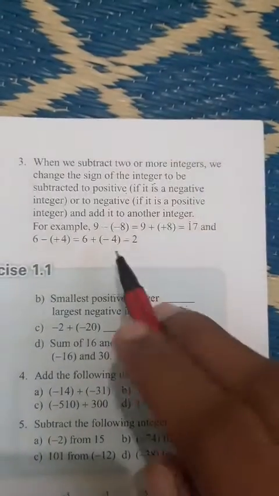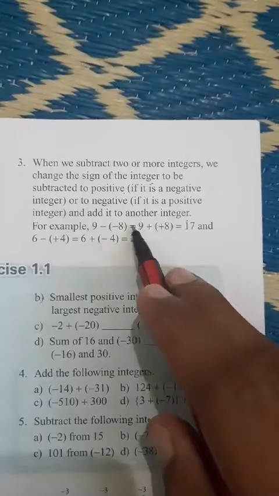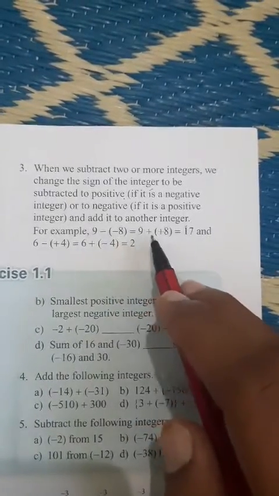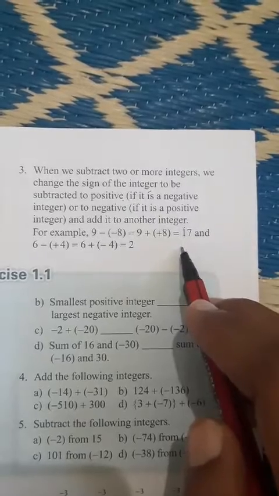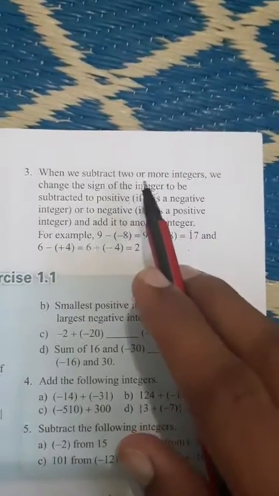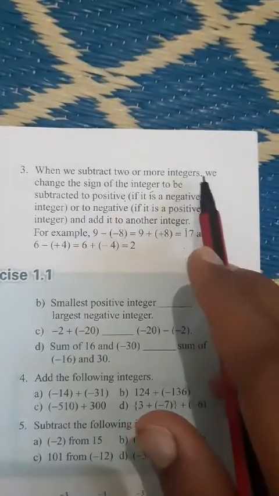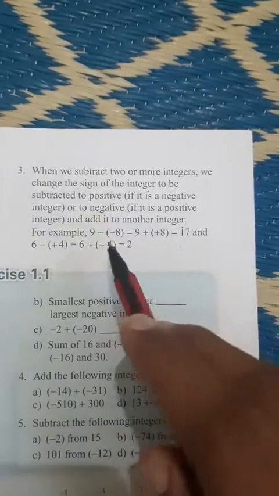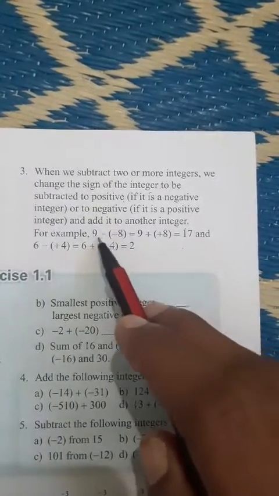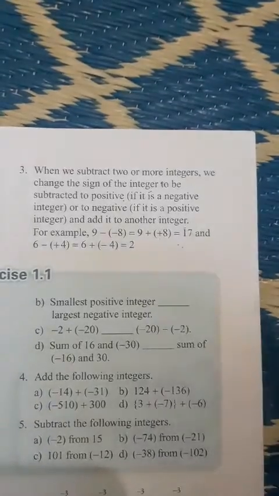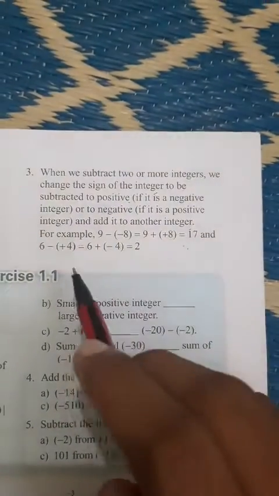How to subtract? Minus into minus 8. So minus into minus is plus. So 9 plus 8 is 17. So when subtracting two or more integers, we change the sign of the integer to be subtracted to positive. Which means both are minus, so we can change it to positive. Then we can add.